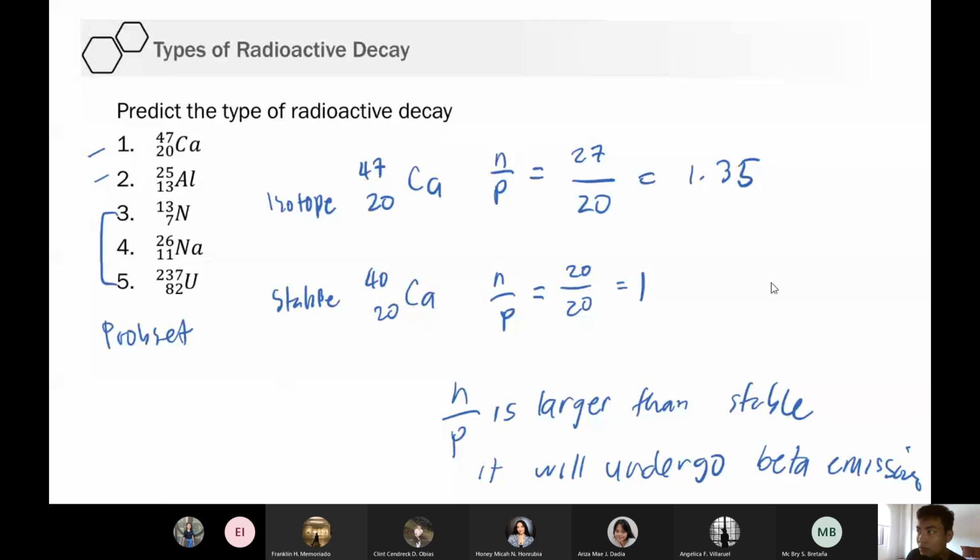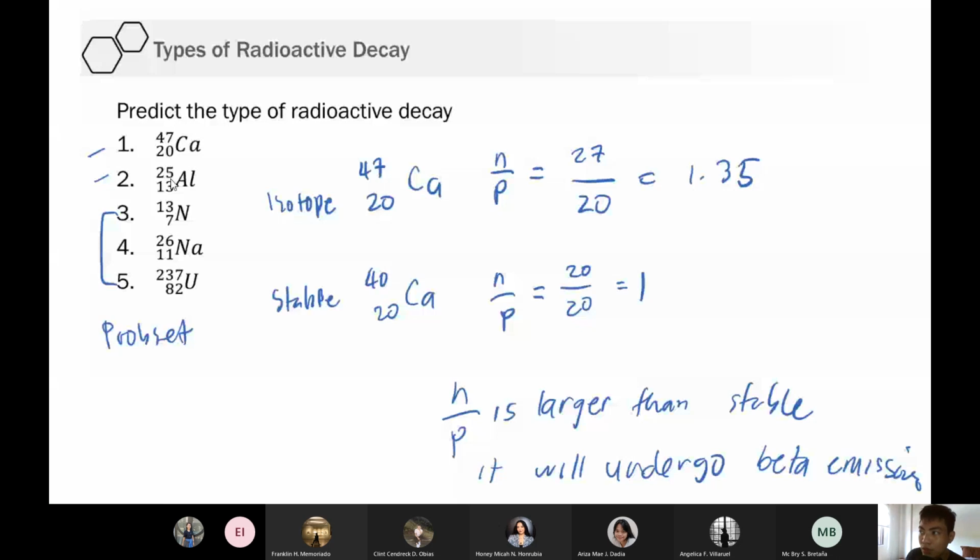Ganun lang. So, compare mo lang yung NP ratio niya sa stable. Okay, so NP is this. Ito yung stable, 1. So, this is higher than 1. So, ibig sabihin, it will undergo beta emission.